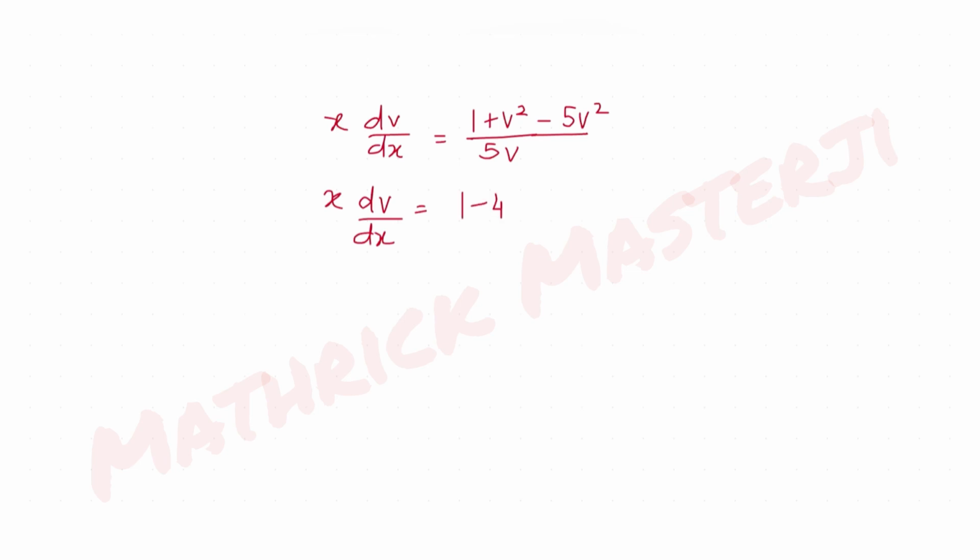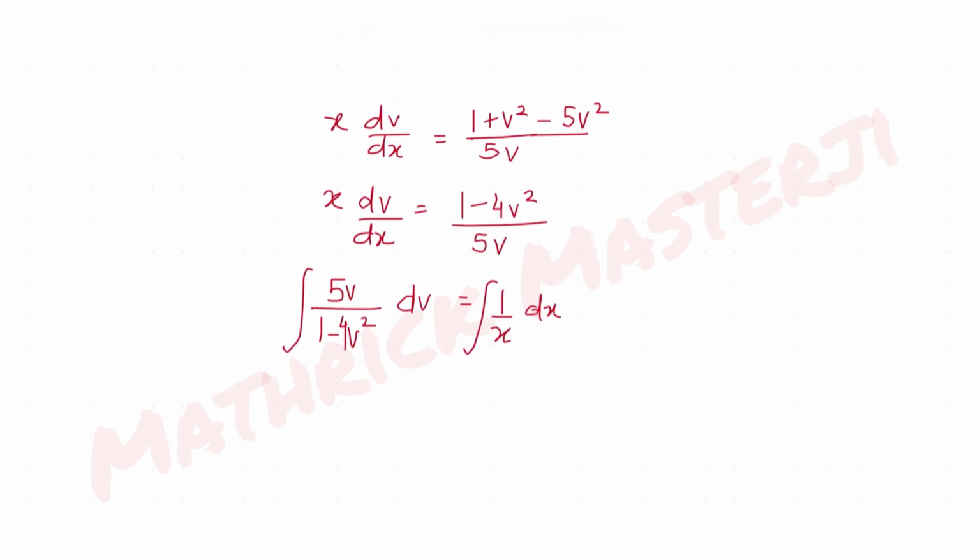divided by 5v. Now further, if I try to solve it, I'll take the variables on one side. So I get 5v over (1 minus 4v square) dv is equal to 1 over x dx. Now once I have that, I'll just integrate both the sides. Once I integrate both the sides, I can use the idea of substitution.